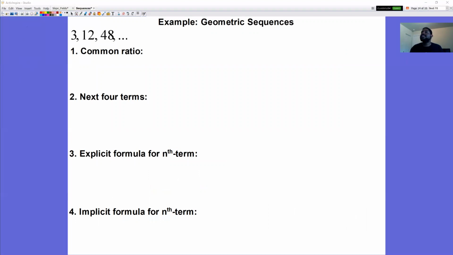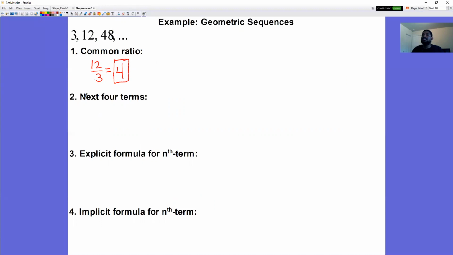Okay, so with that said, we can do our final example here. We have 3, 12, 48. So this is asking for the common ratio, then the next 4 terms, then an explicit formula for the nth term, and then an implicit formula for the nth term. So our common ratio would be 12 divided by 3, and that gives you 4. And if you want to convince yourself it's 4, take 48 divided by 12, and that gives you 4.